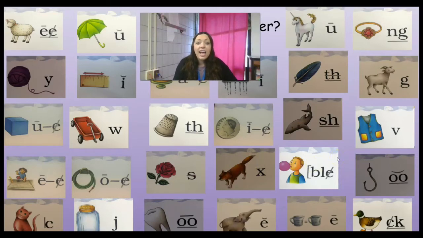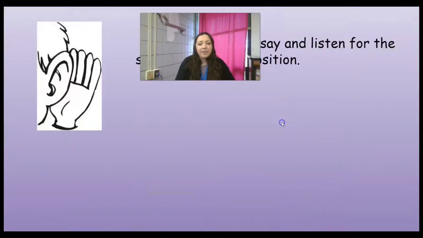Are you ready? We have bubble, bull. Final syllable, B-L-E. Then we have hook, digraph, O-O. Cat, K. C. Jar, J. Tooth, oo. Digraph, O-O. Elephant, E. Equal, E. Duck, K. Digraph, CK. Perfect.